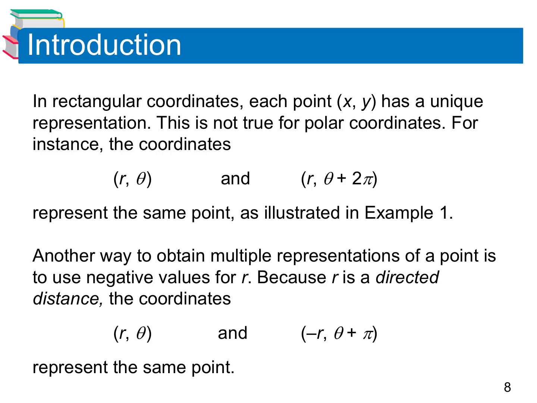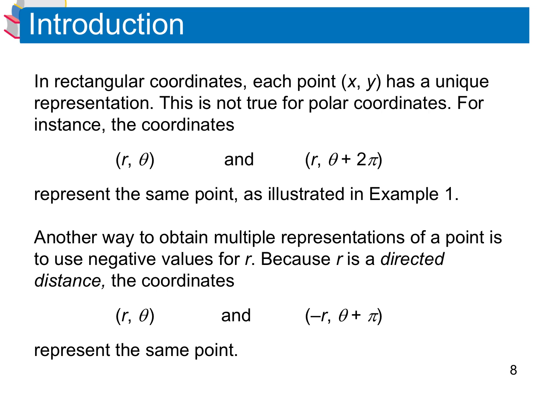So on the next page, we have the math behind how we can find more points. So in rectangular coordinates, each xy has a unique representation. We said this before. This is not true for polar coordinates. For instance, the coordinates r comma theta and r comma theta plus 2 pi would be the same point. So we can add and subtract 2 pi as many times as we want, and we'll end up in the same spot.